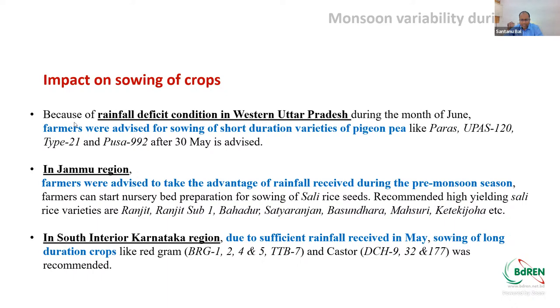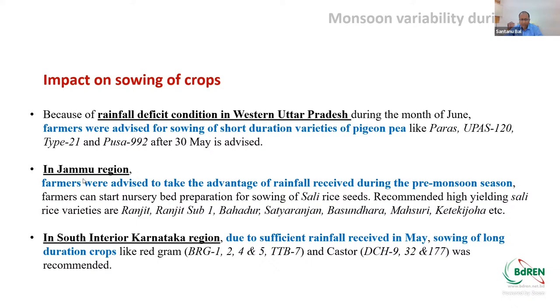We can see that in western Uttar Pradesh, we faced a rainfall deficit condition during the month of June. And June is the time when we start our sowing operations. So farmers were advised to sow short duration varieties of a particular pulse crop. Here I'll try to give the scenarios as well as the type of advisories that we have given to farmers. Short duration varieties were suggested for the farmers.